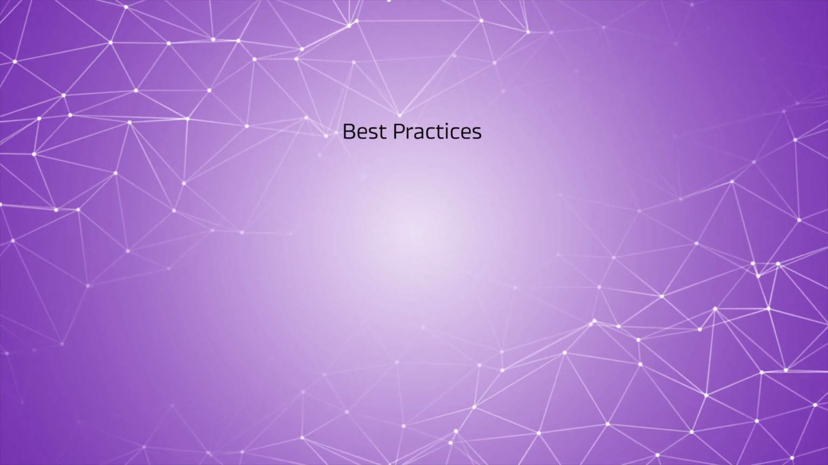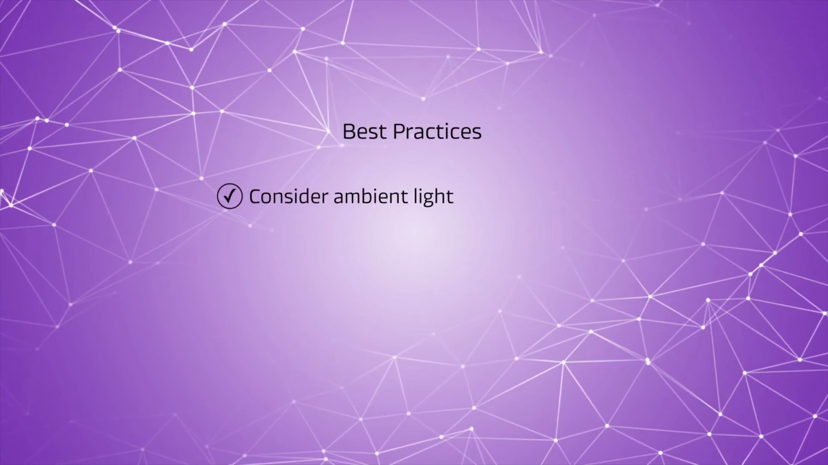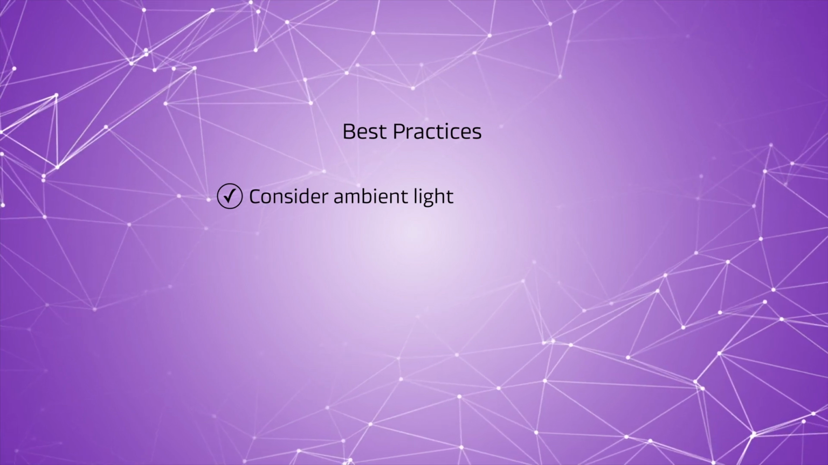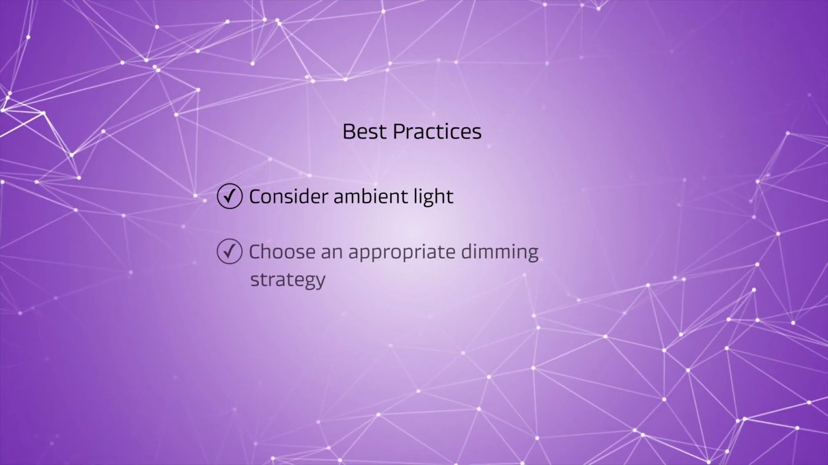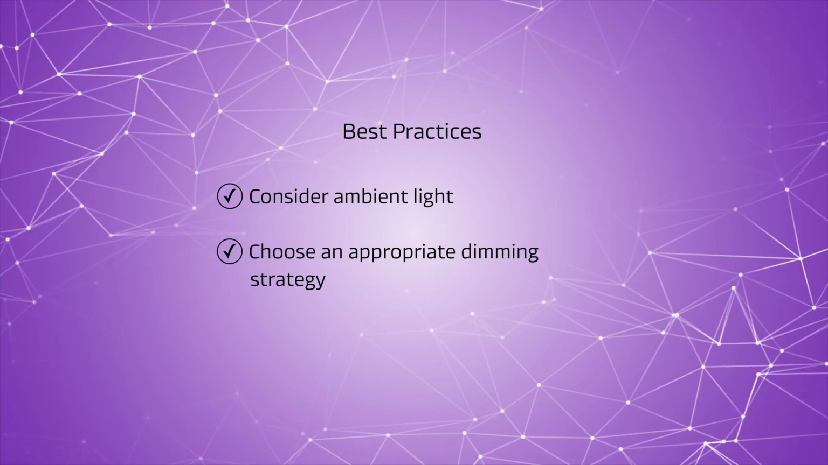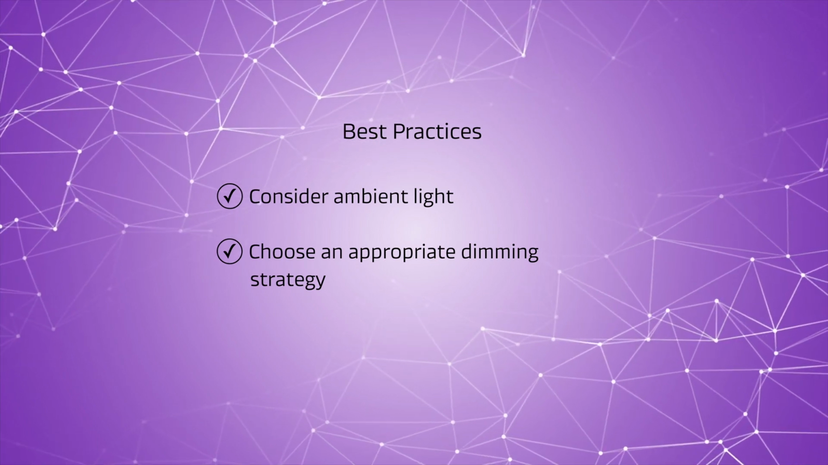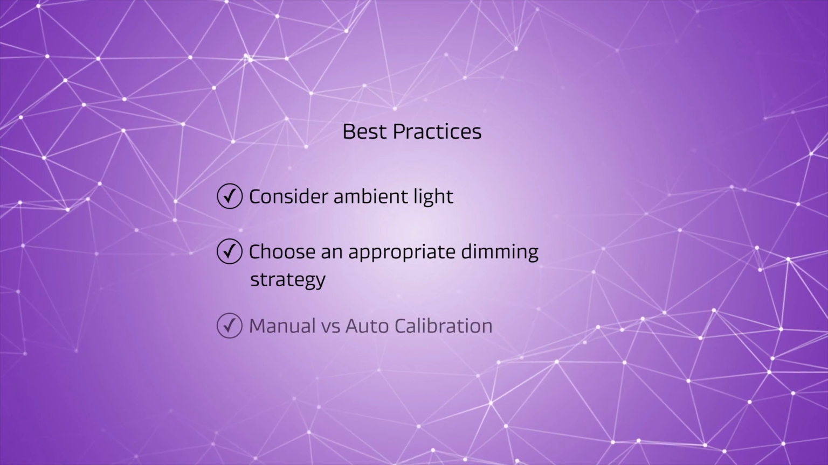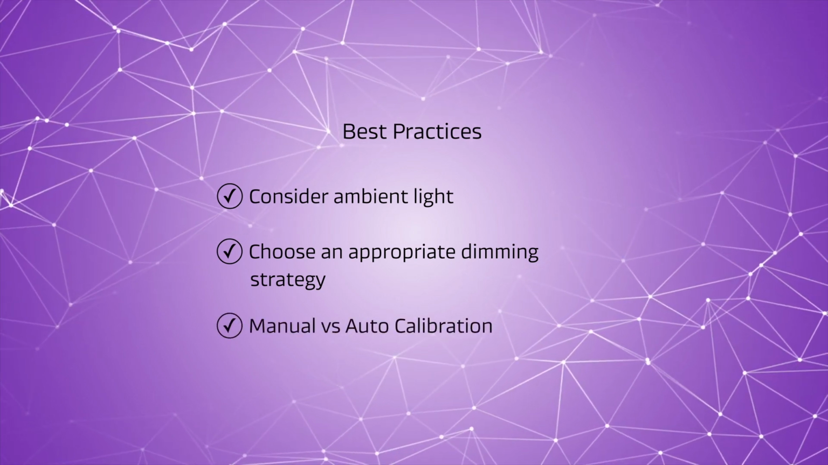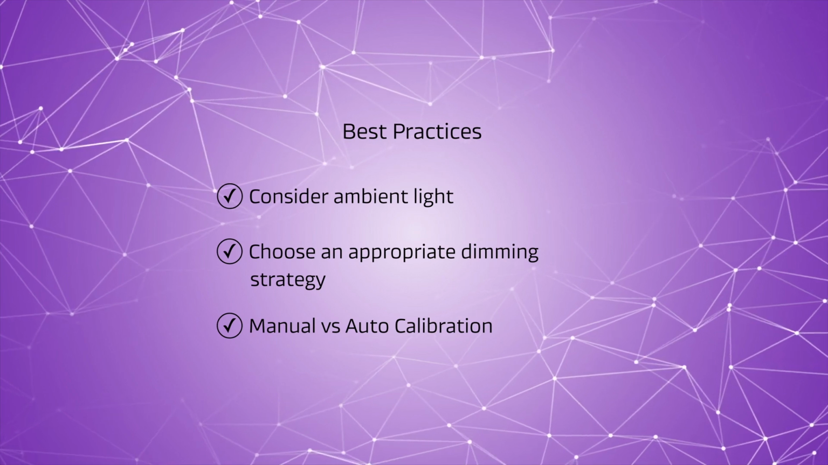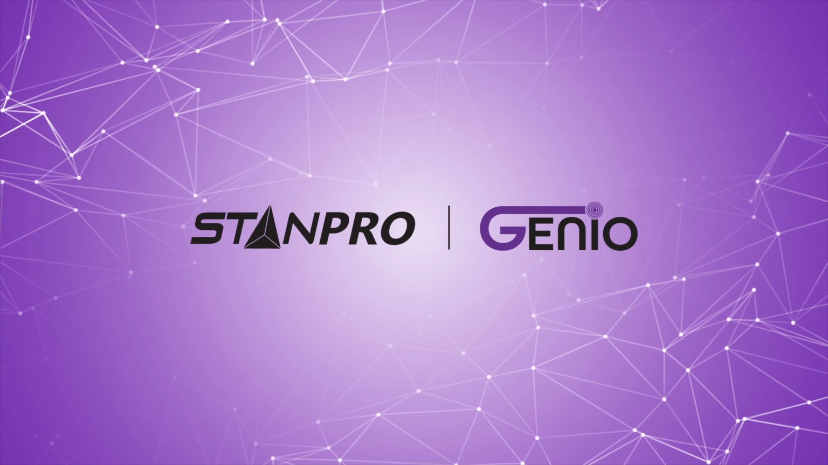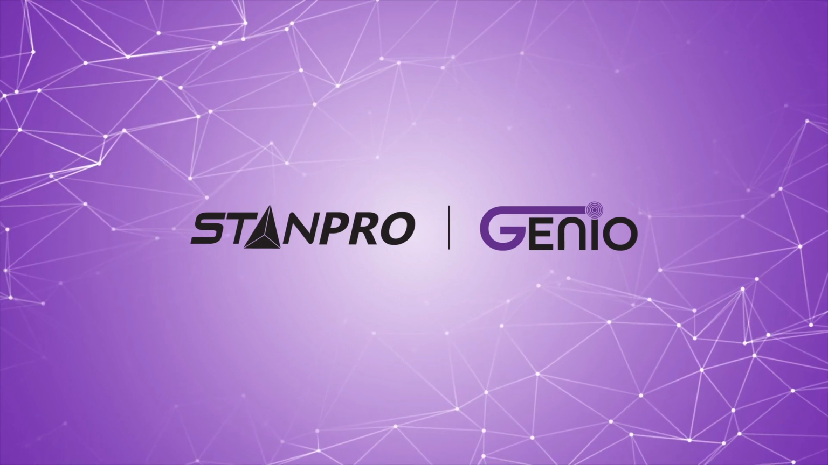Best practices for daylight harvesting. Consider ambient light. When setting up daylight harvesting, account for the amount of natural light entering the space. Choose an appropriate dimming strategy: soft, mild, aggressive, to ensure comfortable lighting while saving energy. Manual versus auto-calibration. If auto-calibration isn't giving the desired results, manually inputting thresholds provides more precise control over how your lights react to daylight. With Genio, managing lighting has never been easier.